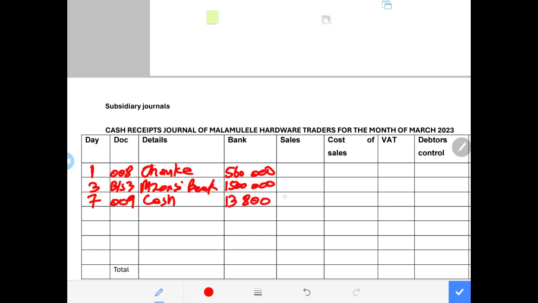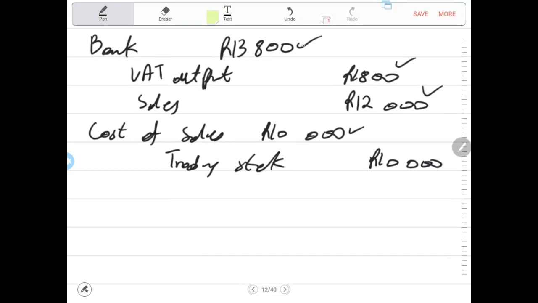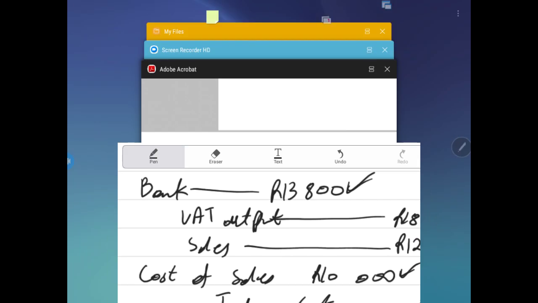How much is the selling price excluding VAT? It is 12,000. How much is the cost of sales? Cost of sales is 10,000. How much is the VAT amount? VAT amount is 1,800. All these have their respective columns: cost of sales, sales, and the amount of bank, which in the general journal was recorded there as a debit. Respectively, you could see the columns. So our sundries are not affected.